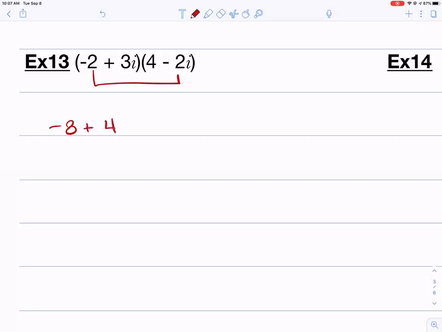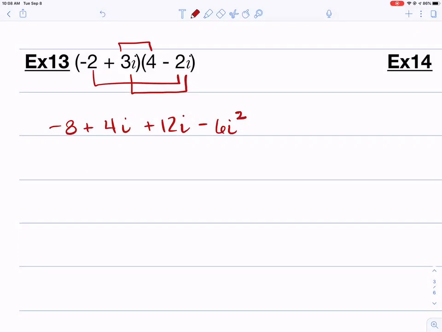Positive 4i. Okay? Somebody different. When you multiply your inners, what do you get? A positive 12i. And then let's take a look at the lasts. When you multiply the lasts together, what do you get? Negative 6i squared, because don't forget that an i times an i is an i squared. Would it be okay to write that as just a positive 6?